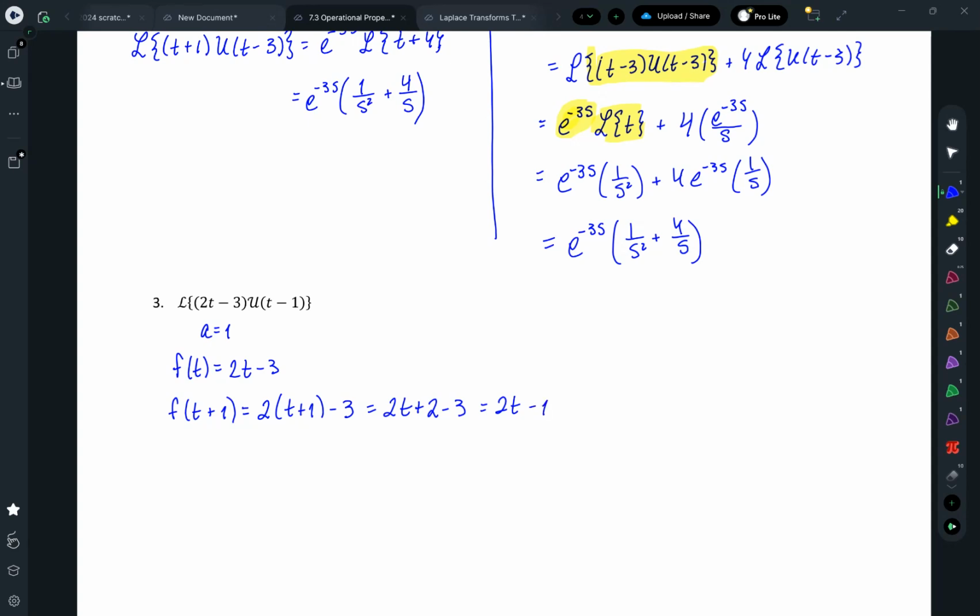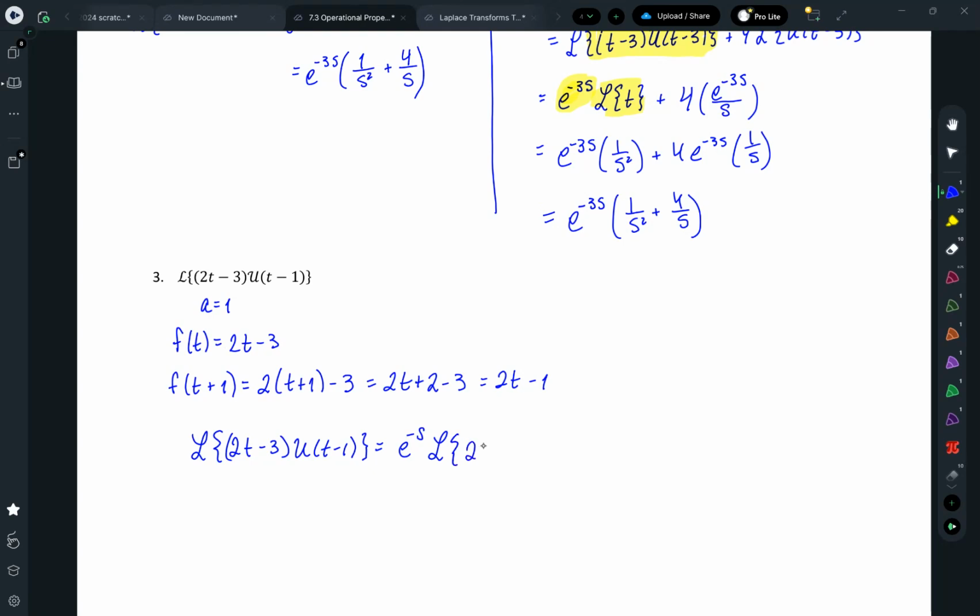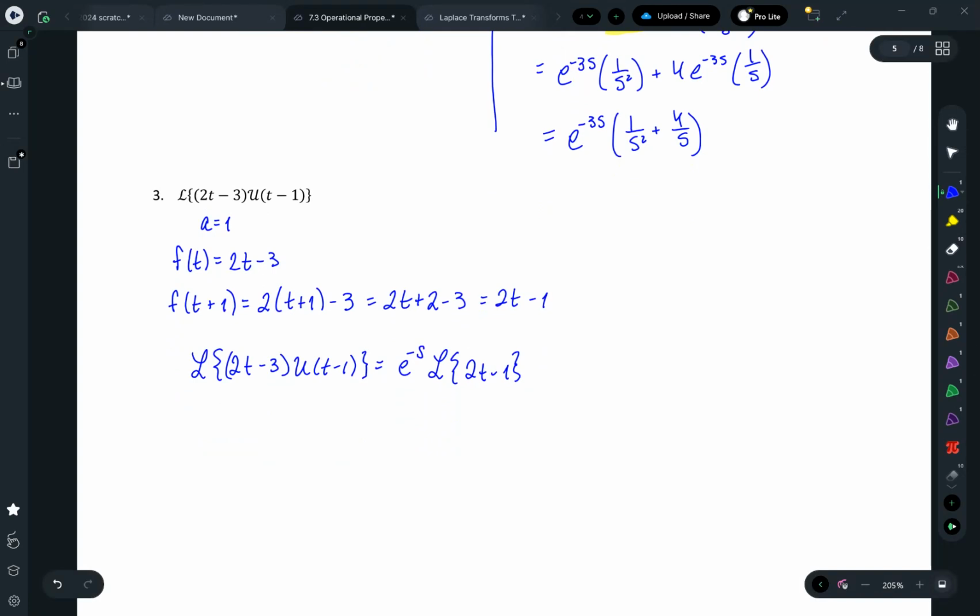Okay? So the Laplace of 2t minus 3 times u of t minus 1 is equal to e to the minus as, a is 1, so it's just e to the minus s, times the Laplace of 2t minus 1, where now the shifting has already happened. We don't have to remember anything at all. We just take a pure Laplace transform. This becomes e to the minus s times 2 over s squared minus 1 over s. And then we're done with that one.